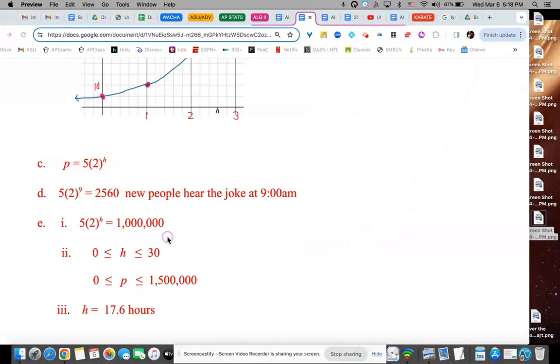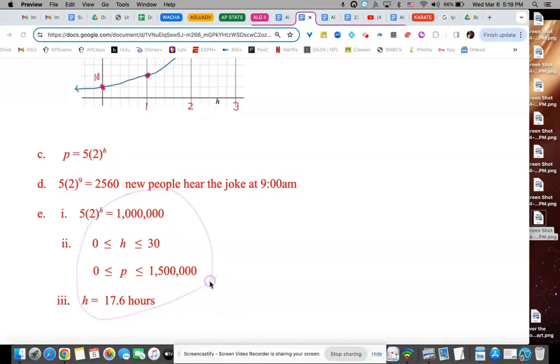Again, your window has to match these numbers, otherwise you're not even going to see it on your screen. So change your window, make sure it goes up past a million so you can see it, and then it looks like it's going to take about 17.6 hours. So when you pick your window, pick a window that makes sense. Like, let's just go 20, 30 hours and see what happens. And then I have to make sure this is at least a million, so I want to go more than a million so I can see what's going on. This is exactly what you're going to have to do on your test. You're going to have to write this domain and show us that you have an idea where the window is.